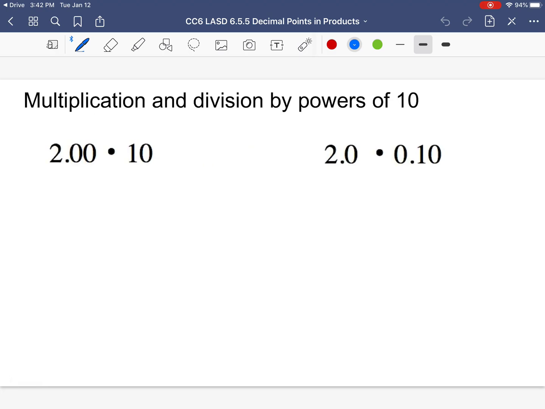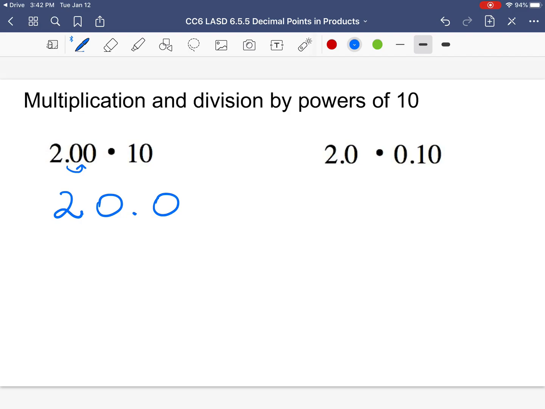Let's start off with 2 multiplied by 10, and we know that that is 20. And if you look at the decimal point here, you'll see that it has moved one digit to the right when it was multiplied by 10. So when you multiply by 10, move the decimal point one digit to the right.